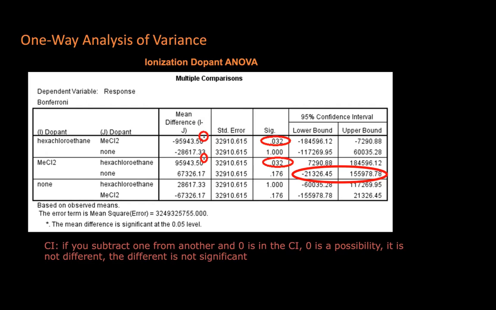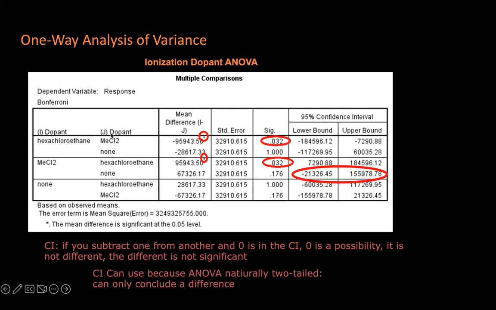So for the confidence interval, if you subtract one from another and 0 is in the confidence interval, 0 is a possibility. So that means that they aren't different enough and the difference is not significant. As you see here, yeah, we can use confidence interval here because ANOVA is naturally two-tailed and we can only conclude a difference.